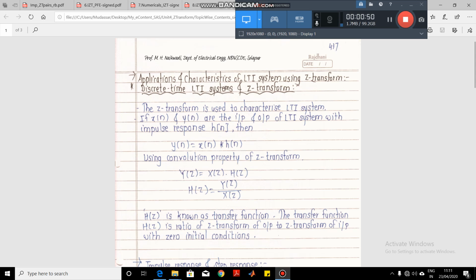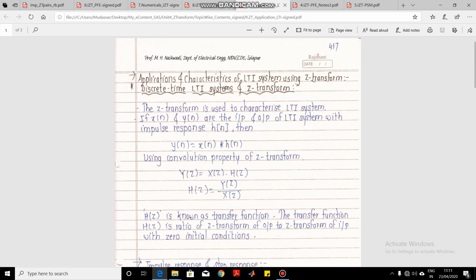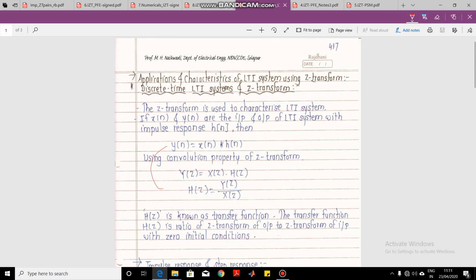Okay, so as we know, we have seen the property of Z transform that convolution in time domain is multiplication in frequency domain. When we have an LTI system, it has an input x of n. The LTI system has an impulse response which is h of n, and the output of the LTI system is y of n.